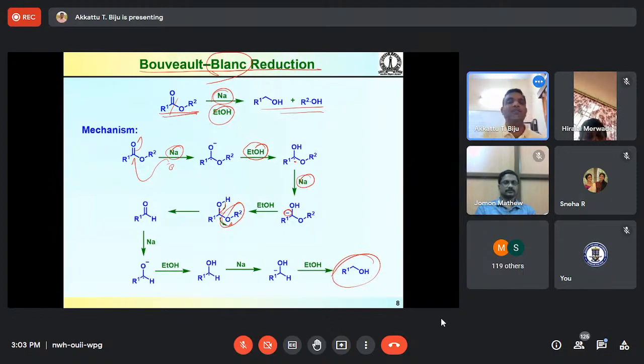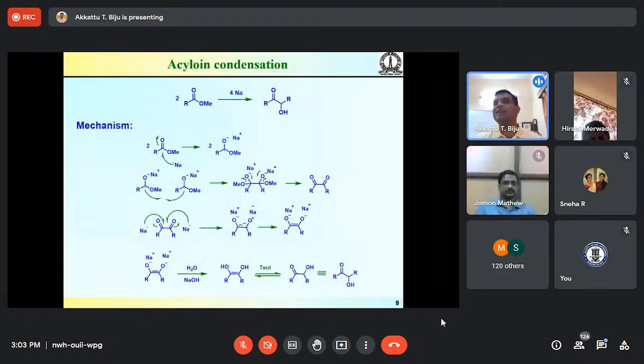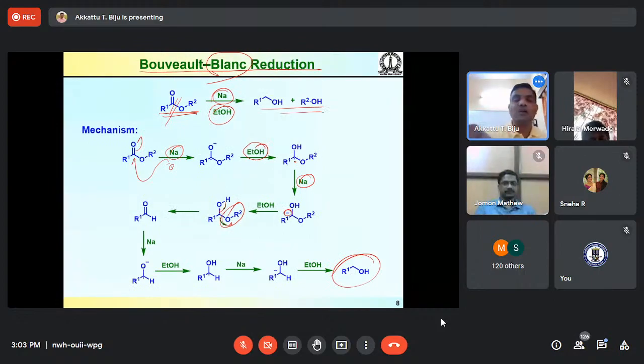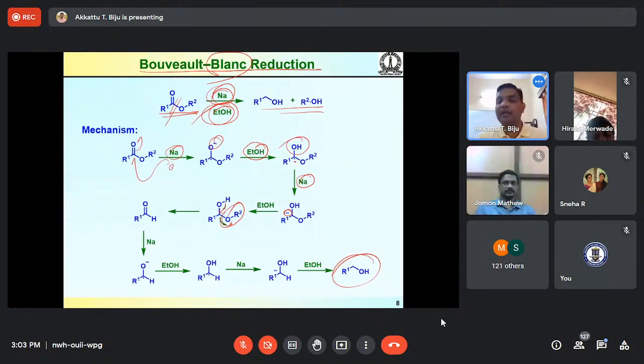So basically, you cleave the carbon-oxygen bond of an ester using sodium ethanol reduction conditions. And in the same context, there is another reaction. Here in the Bouveault-Blanc reaction, one has to use sodium and ethanol. The ethanol, or any protic solvent, is responsible for the protonation of the anion thus generated to form a hydrogen-oxygen bond in this specific case.